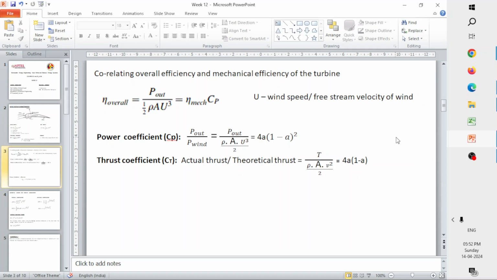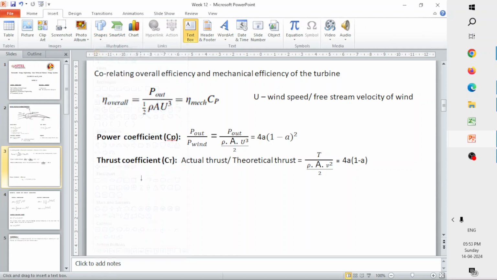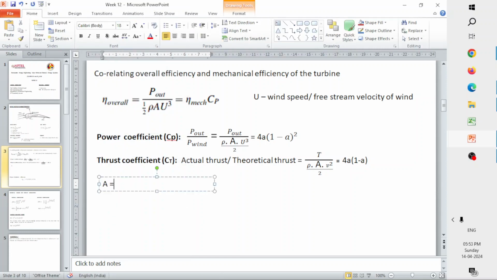So A, if you remember in the linear momentum theorem, when we were deriving, or if you see in the lecture, there is a detailed derivation from the beginning till the end of calculating the value of P out in terms of A and the thrust also in terms of A. So A we defined as a parameter. I'll just write the expression, then I hope you will be able to remember. A is nothing but U1 minus U2 divided by U1.